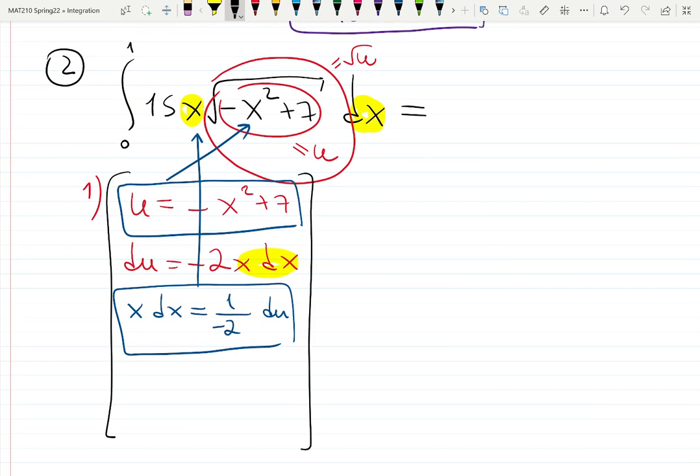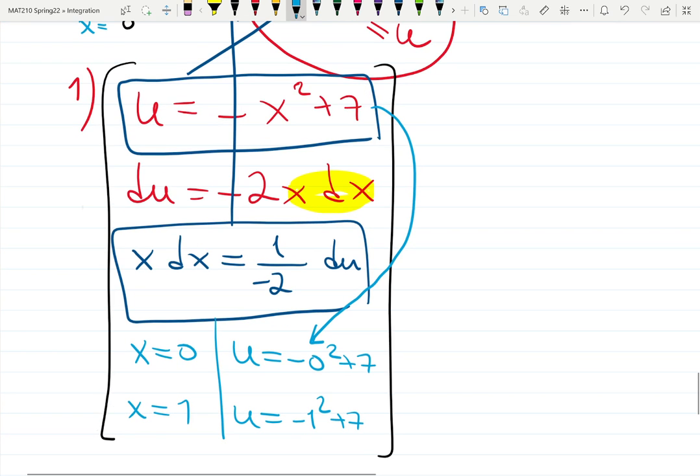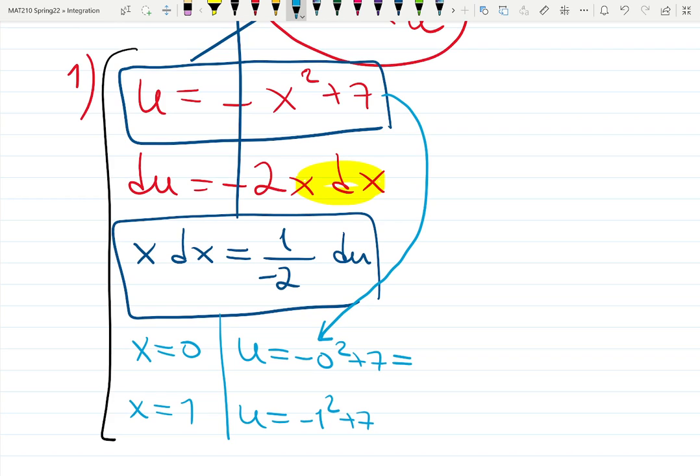And now it's not enough. What is missing? 0 and 1 should be changed. 0 and 1 are actually x equals 0 and x equals 1, and now they have to become u. But u has a formula, minus x squared plus 7. So I'm using the first box to find the new u limits of integration: minus 0 squared plus 7 and minus 1 squared plus 7. The new limits will be 7 and, actually, it's not in parentheses, so minus 1 plus 7, which is 6. See the difference? That was exactly what was very important.